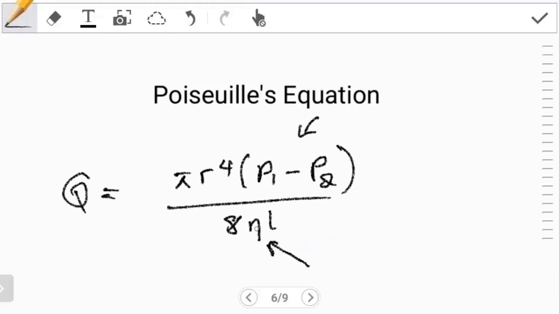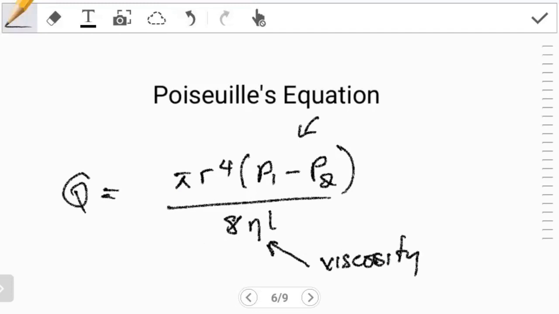This symbol here, eta, is the symbol we use for viscosity. I hope you guys know this symbol by now. We've used this symbol already, so you should be familiar with it. It's not N, it is eta. So notice how we write it, something like that. Okay, so this is viscosity.